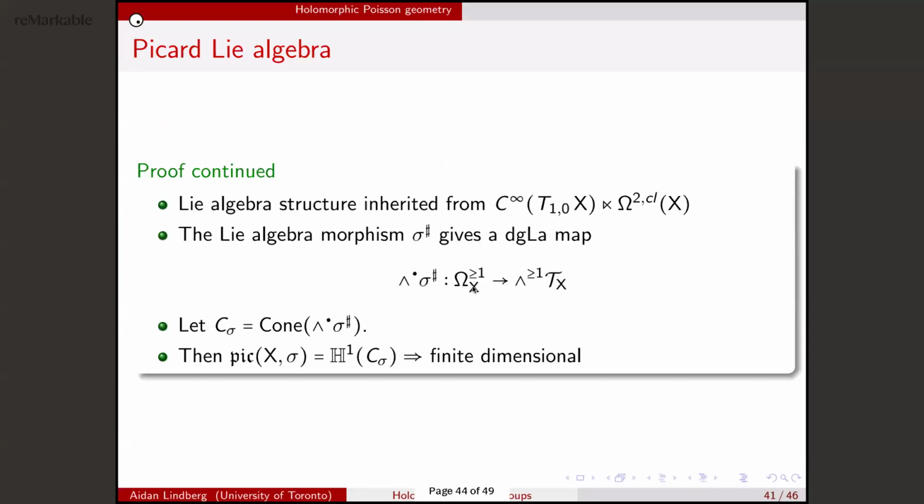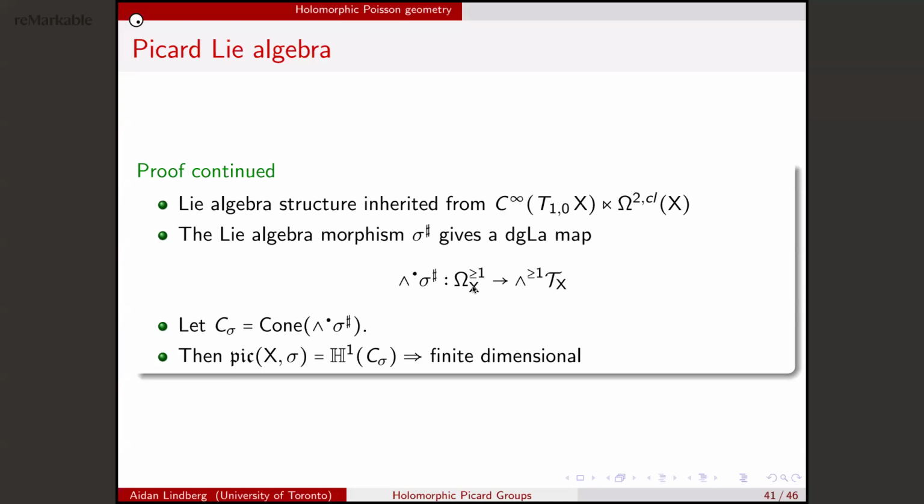Okay, so this first bullet is what I just said. Now, why is it finite dimensional? This is a bit involved, but we had this anchor map which went from the cotangent to the tangent bundle. This induces a map from all differential forms to all wedges of vector fields, and this is a morphism of complexes of sheaves or vector bundles. In particular, these are both cochain complexes, so you can form the cone of this morphism. This is another cochain complex, which I call C sigma.